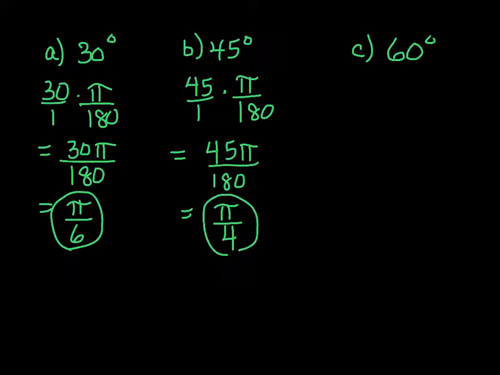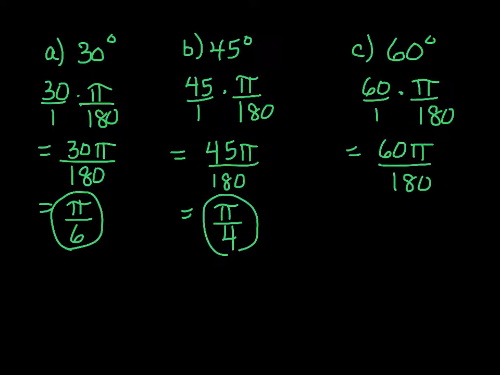All right, last one. So now we have 60 degrees. We're going to multiply that by pi over 180. Same as the others, so we're going to get 60 pi over 180. Reduce 60 over 180, whether that be in your head or in your calculator, and that is going to be pi over 3.